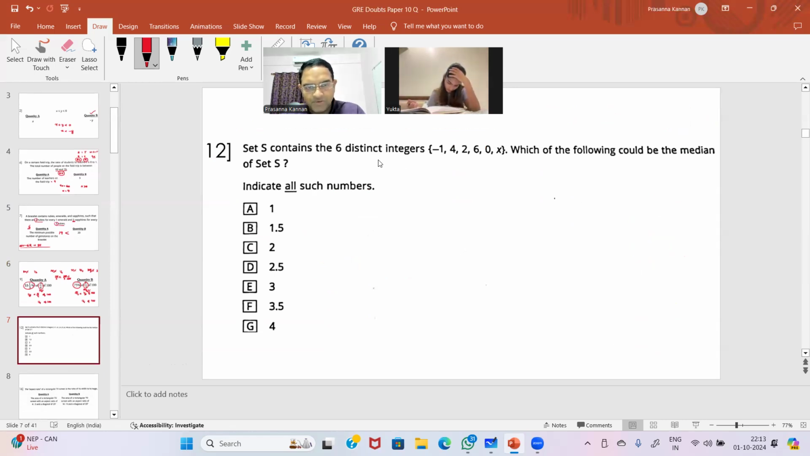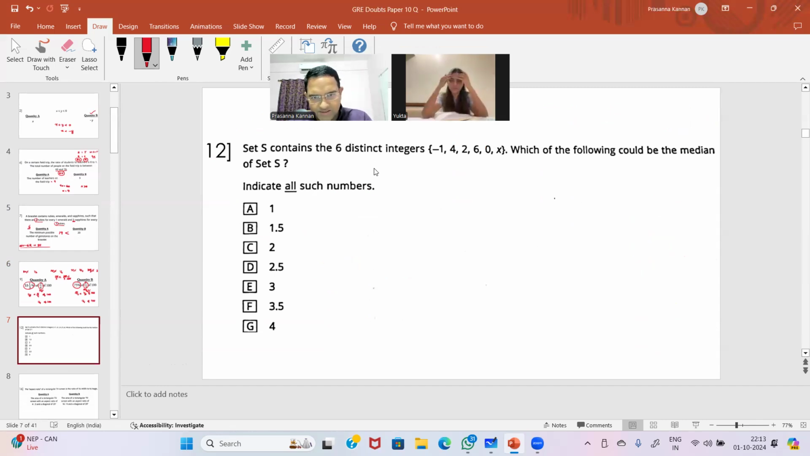The set S contains 6 distinct integers -1, 4, 2, 6, 0 and X. Which of the following could be the median of set S? Right. Now, the set contains 6 distinct integers, correct? So there are different possibilities for X. So let's say -1, we'll just write it in the order 0, 2, 4, 6, correct?